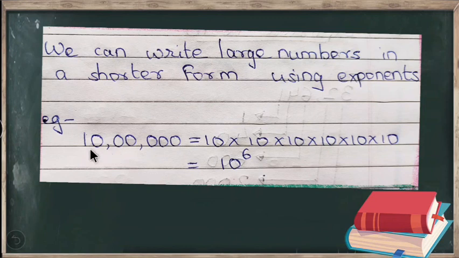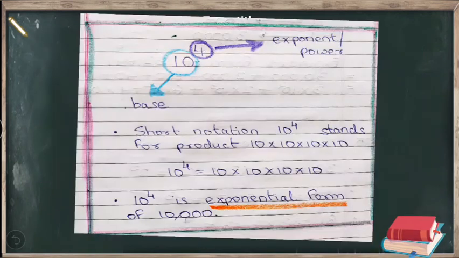We know that 10 lakhs has 6 zeros, so the number 10 lakhs can be written as a product of 10 multiplied by itself 6 times, or 10 raised to the power 6. When we write 10 and 6 like this, it is read as 10 raised to the power 6. So the exponential form of 10 lakhs will be 10 raised to the power 6, which is comparatively easier to read and do calculations correctly.